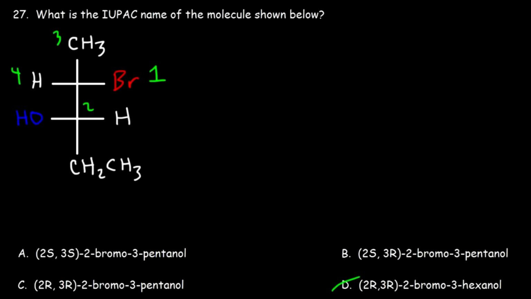Now what you need to know when dealing with a Fischer projection is that the groups on the sides, in this case the H and the Br, they're in the front. So we need to reverse it. The group above and below, they're in the back. So keep that in mind.